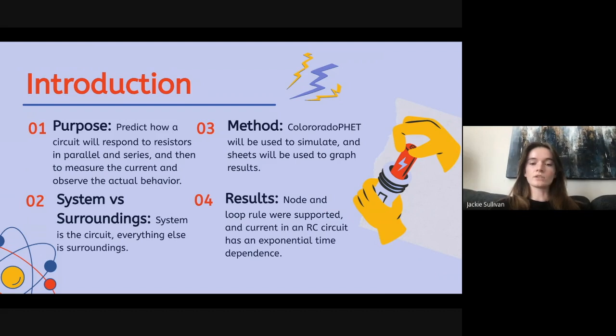So for some quick results, the node and loop rule were supported, and the current in an RC circuit had an exponential time dependence. And then we'll get into some of those numbers here later.